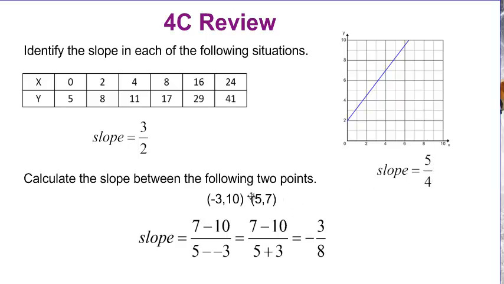In our third problem, it is y2, 7, minus y1, 10, over x1, 5, minus x2, which is negative 3. Notice how we have 2 negatives on the bottom, which makes a positive. So we have 7 minus 10 over 5 plus 3. 7 minus 10 gives us negative 3. 5 plus 3 gives us 8. So we have a final slope of negative 3 over 8.